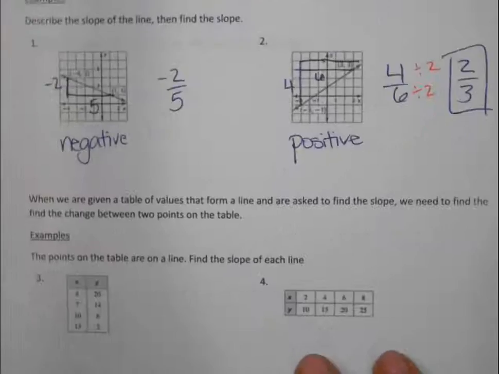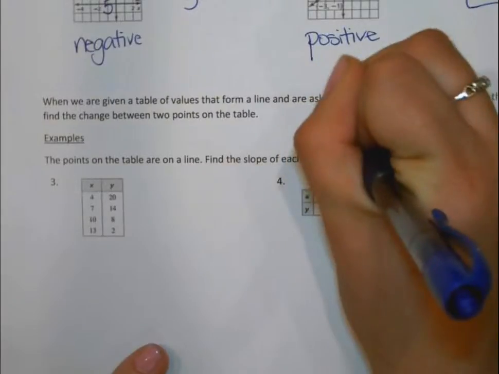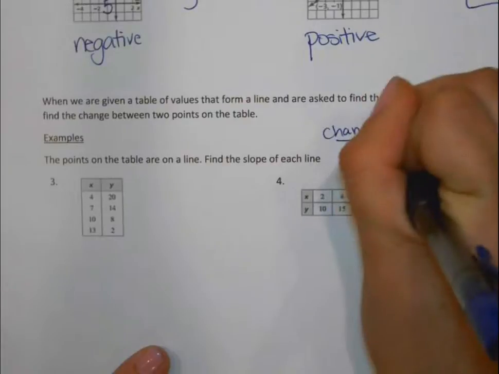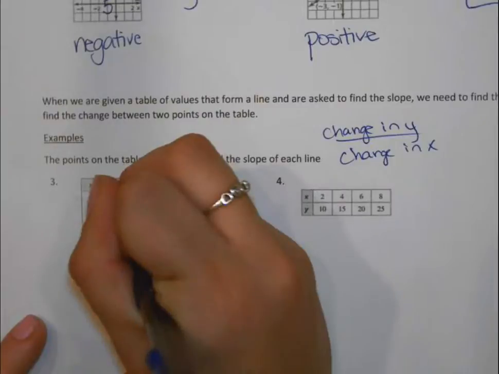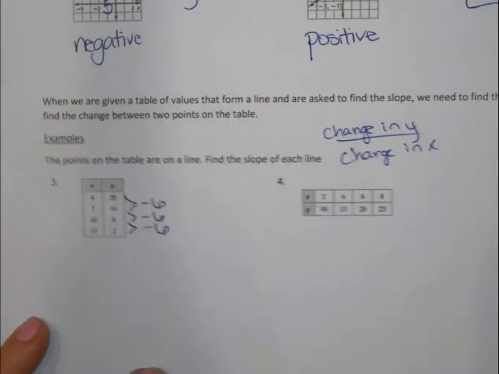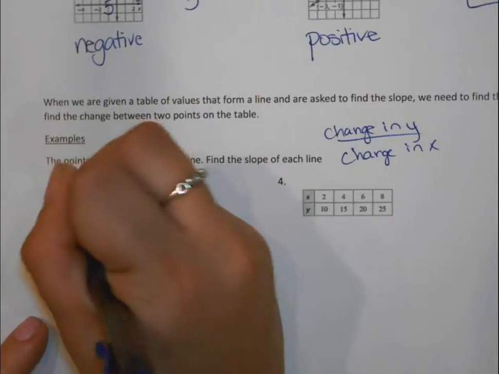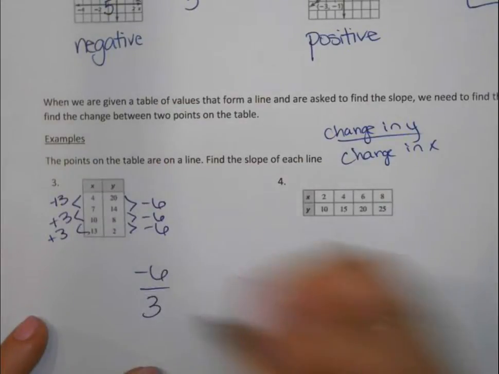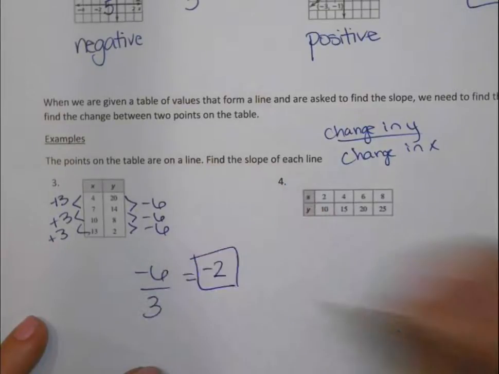Moving on, sometimes I'm given points in a table and asked to find slope. When this happens, I want to still find my change in y over my change in x. So my change in y here is I'm going down 6, and that's consistent for all the points on this table. And then for my change in x, I'm adding 3 all the way down. So it's a positive 3. So I have negative 6 over positive 3. That simplifies to negative 2.